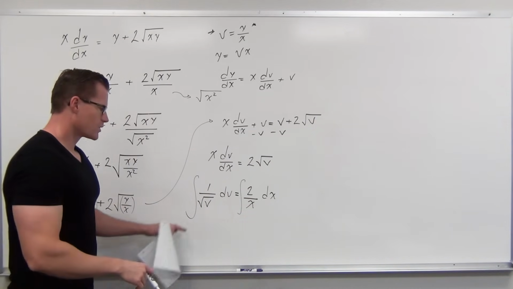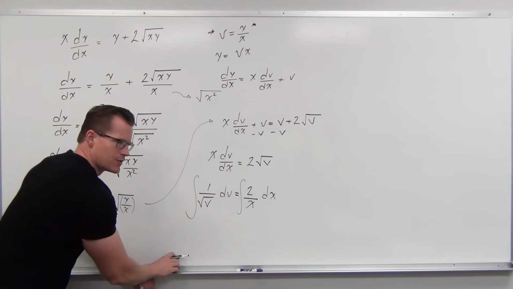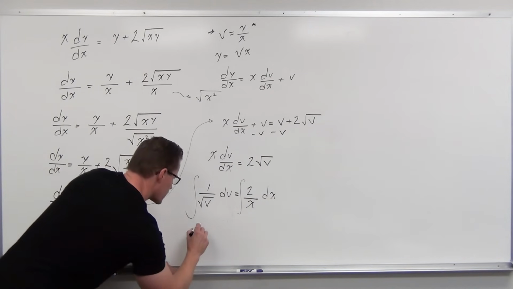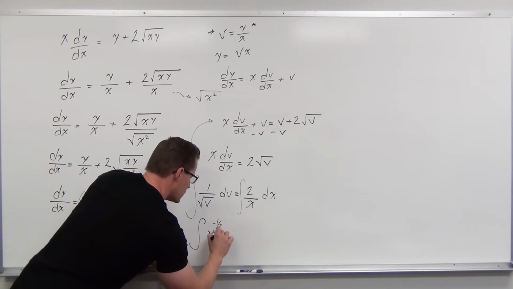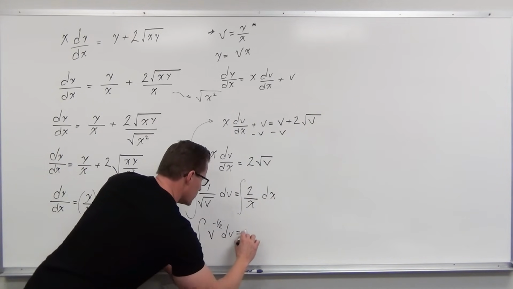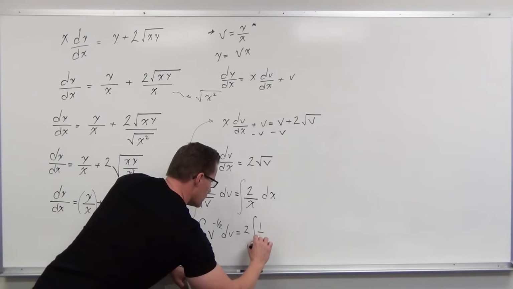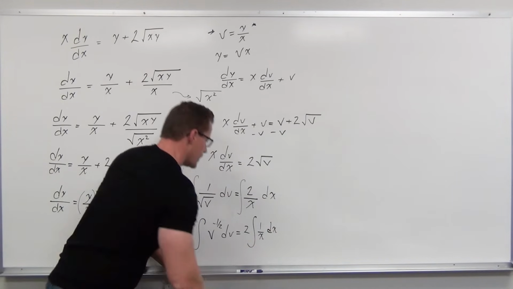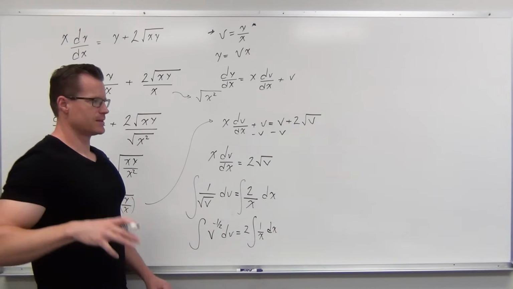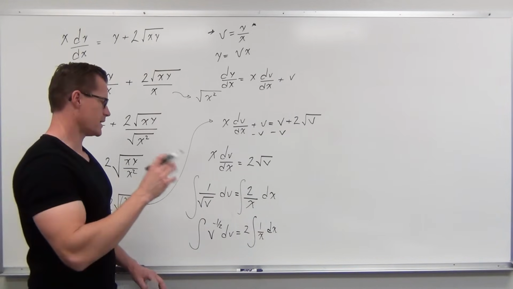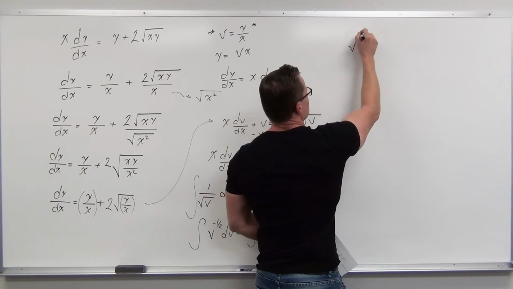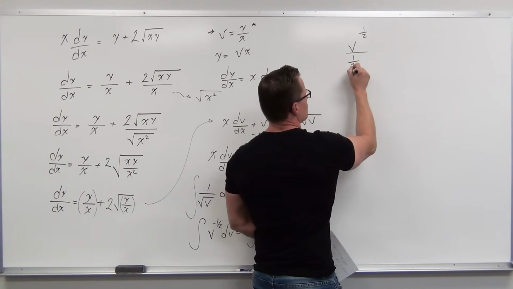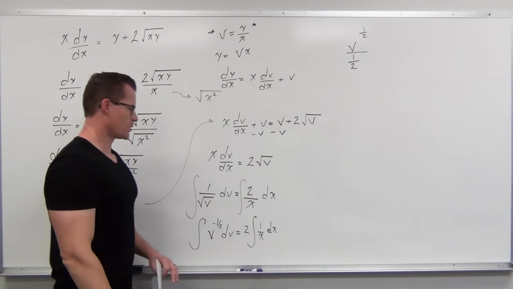So when we take our integral, you might want to write this a little bit differently. Instead of 1 over the square root of v, which looks a little awkward, let's write this as v to the negative 1/2 power. When we do our integral, man, these are some basic ideas. This is great at this point. Let's add 1. Divide by the new exponent.